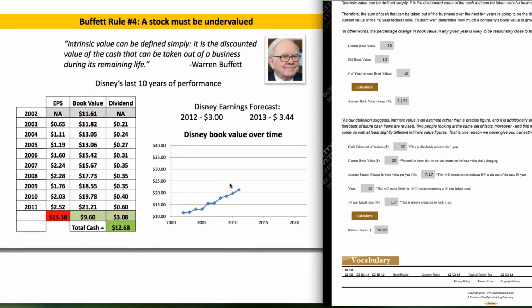So here's the numbers for Disney. Just like we had for company X, which was our scenario, we have these numbers up here for Disney. Now what I'm going to do is show you how to find all these numbers off of MSN Money. So let's go ahead and do that right now.